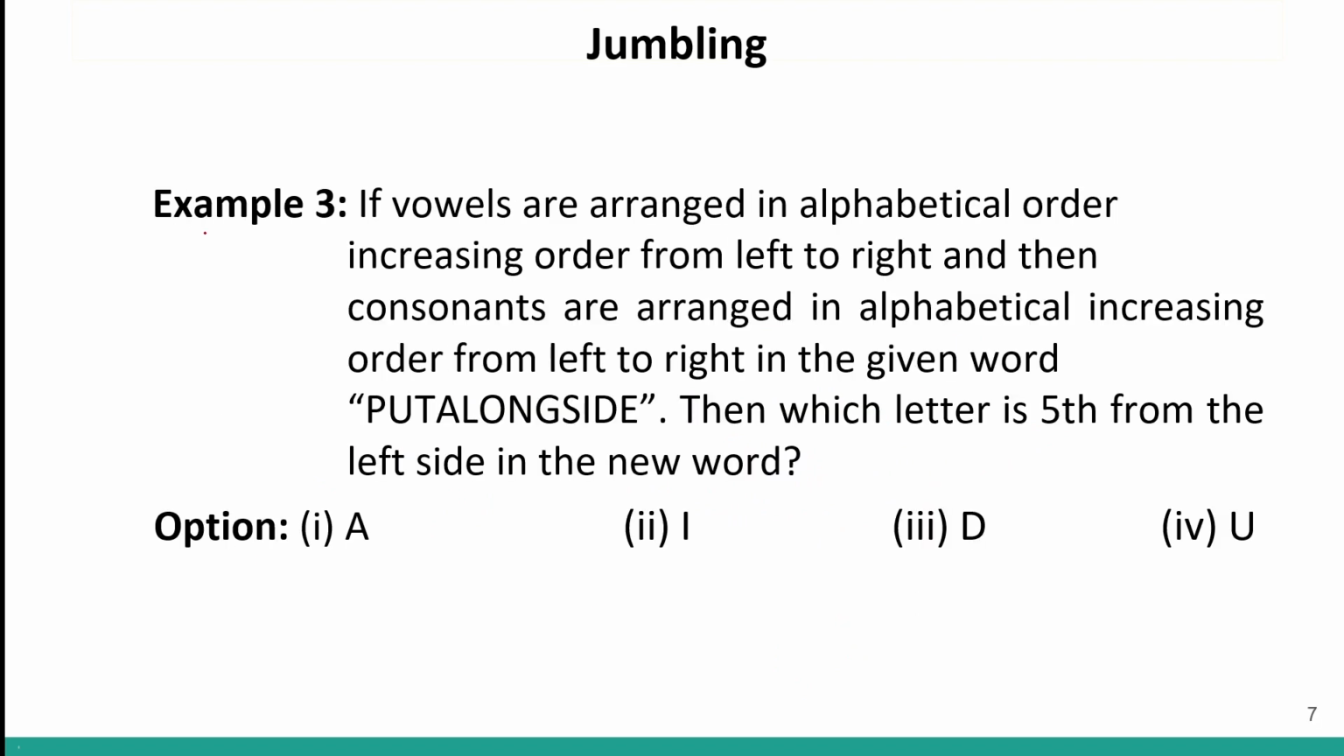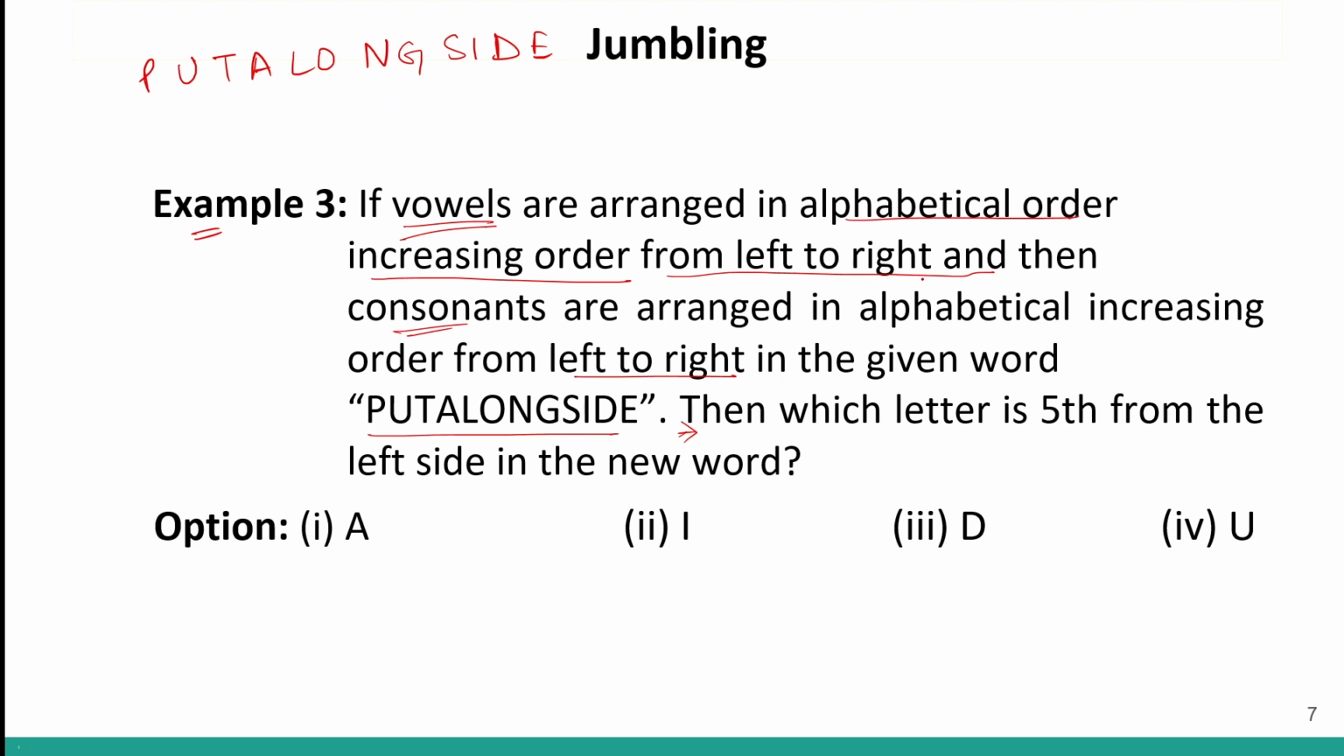Okay. Example number 3. If vowels are arranged in alphabetical order, increasing order from left to right. Okay, so in this word, we have to arrange first the vowels, and then consonants in increasing order from left to right again, and then we have to find the answer. This is the question. We'll come to this later. Now, the word given to us is PUTALNGSIDE. Put alongside. Okay, this is the word given to us.